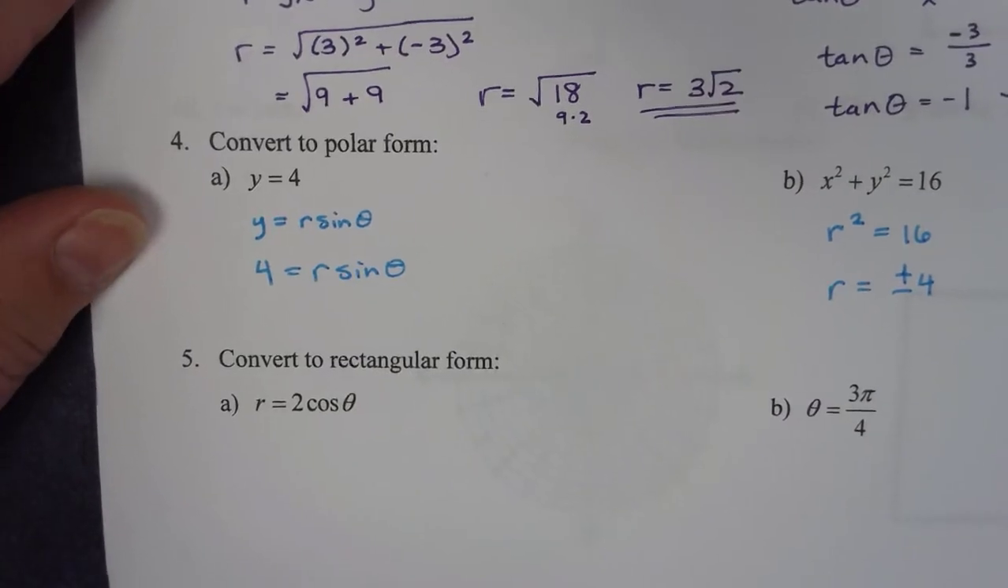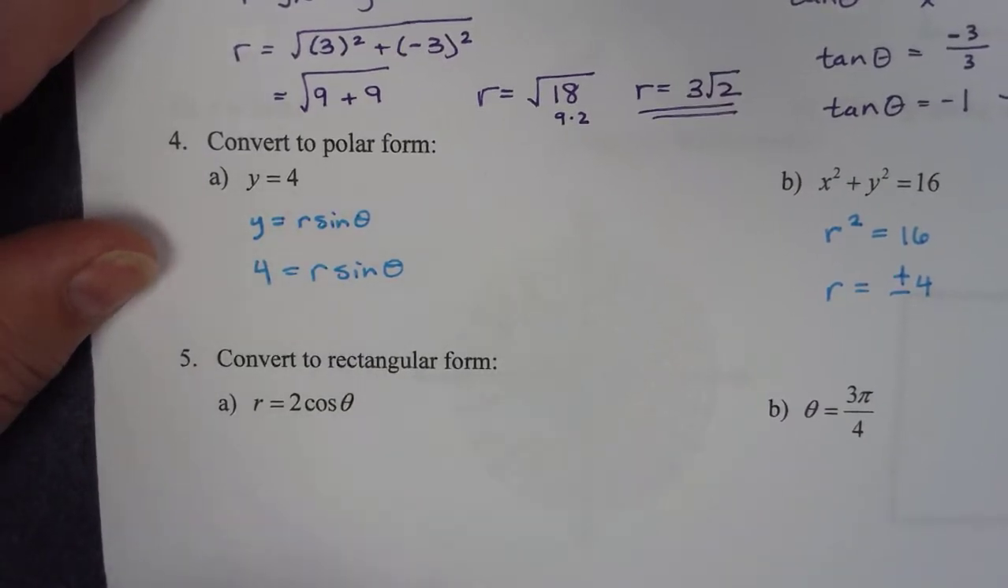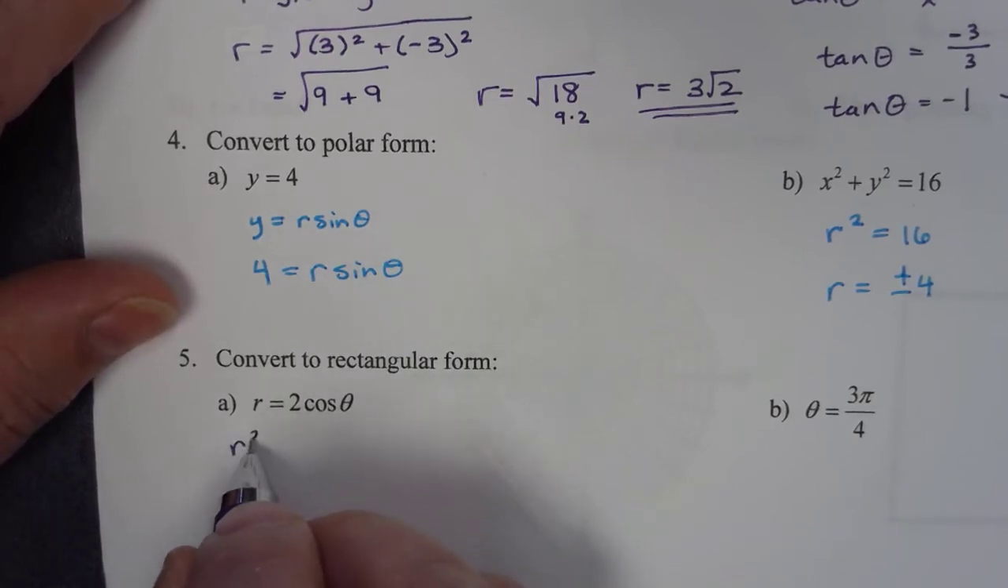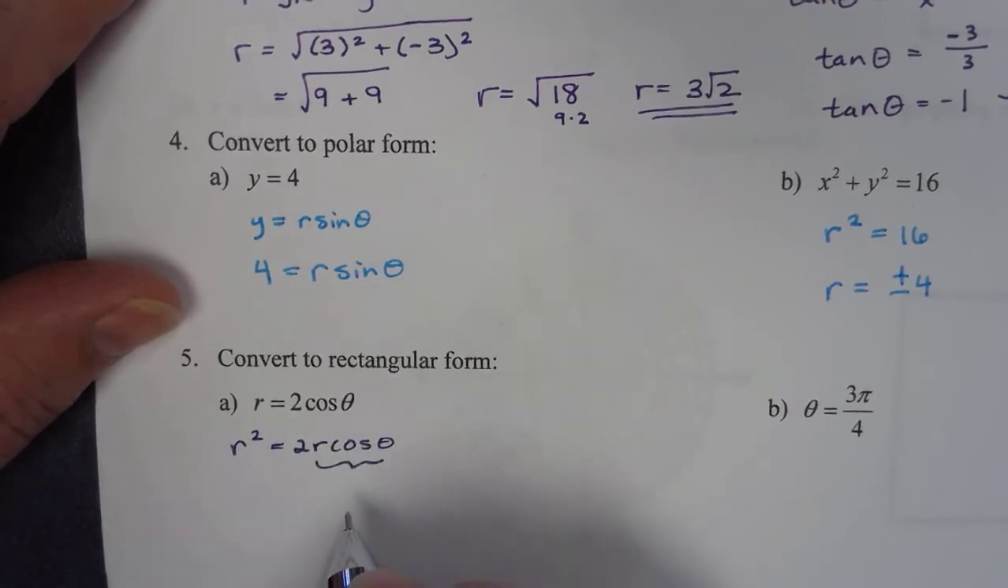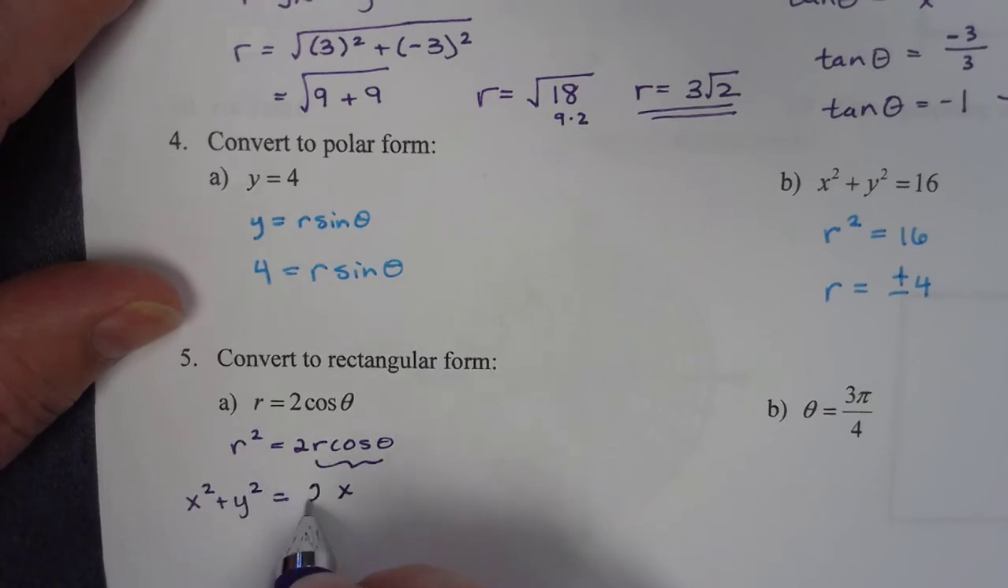Okay, r equals 2 cosine theta, convert to rectangular form. Well, this doesn't follow apparently any of our forms up there, but if I multiplied both sides by r, what I know about r cosine theta is that it is going to be x. And what I know about r squared is it is x squared plus y squared. So x squared plus y squared equals 2x.